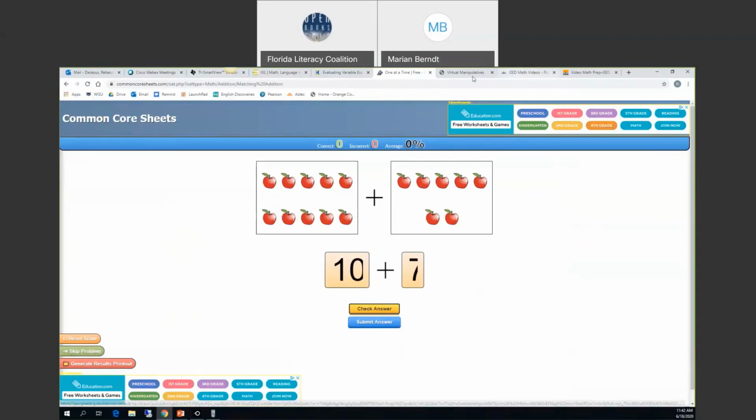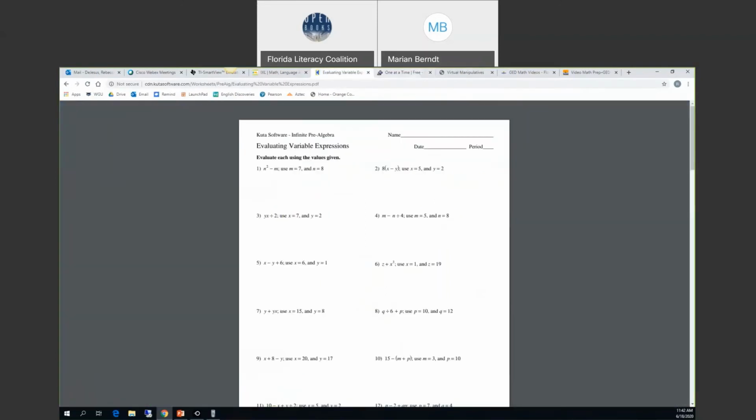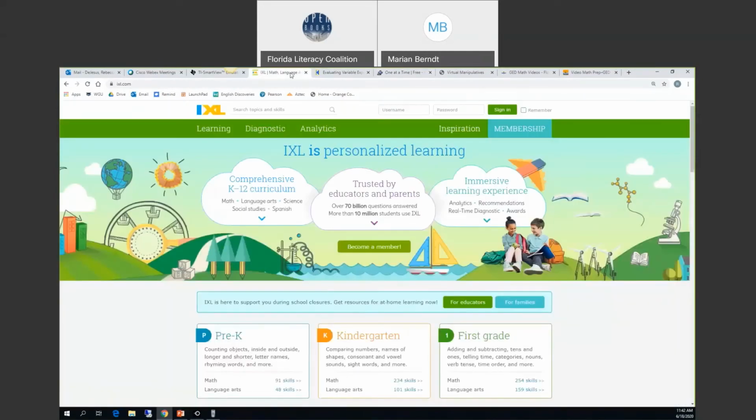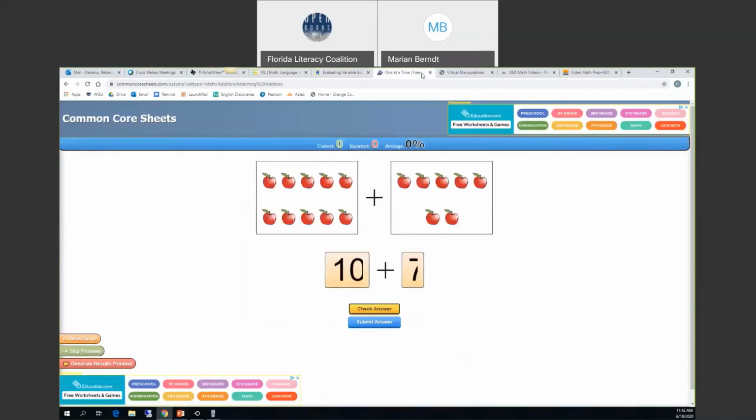So that's Common Core Sheets and CUDA software and IXL. I love those 3 websites. I really feel like those 3 are going to get you so far into this math curriculum, you'll never get through those 3 websites.